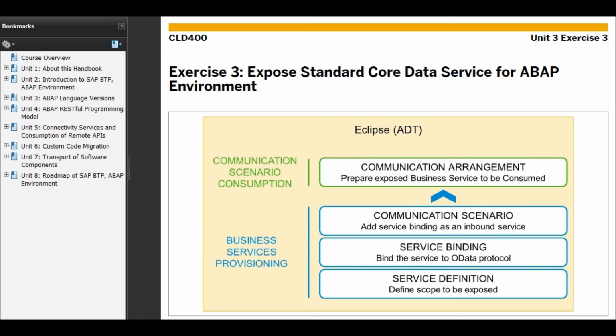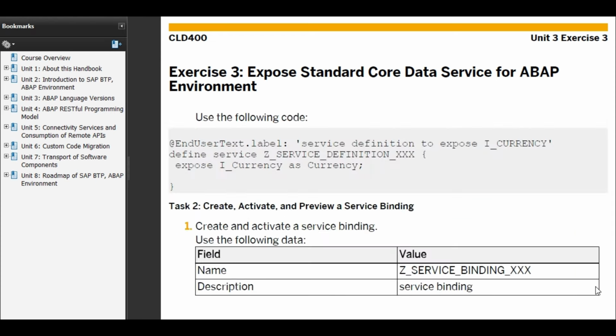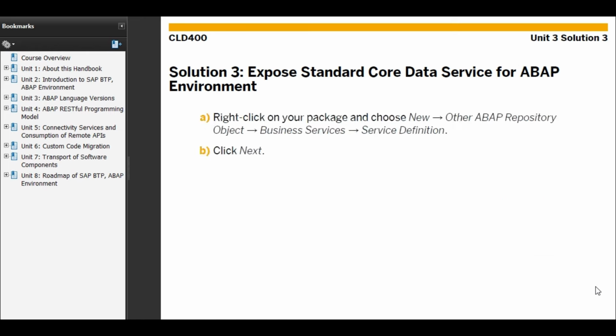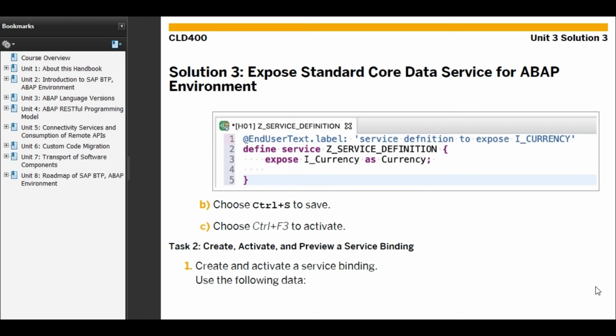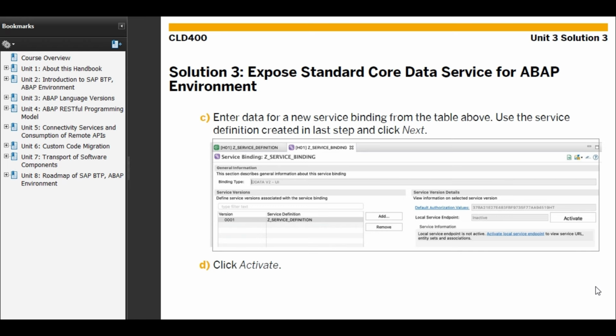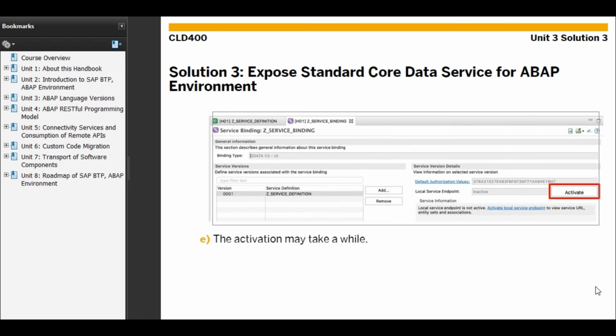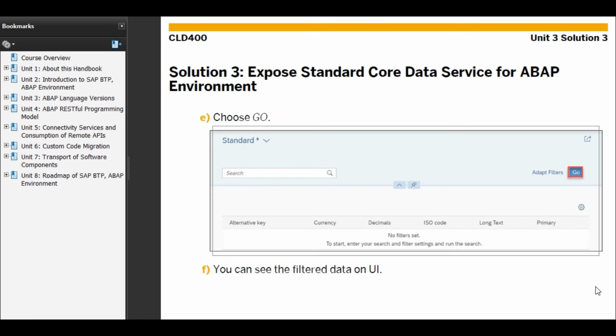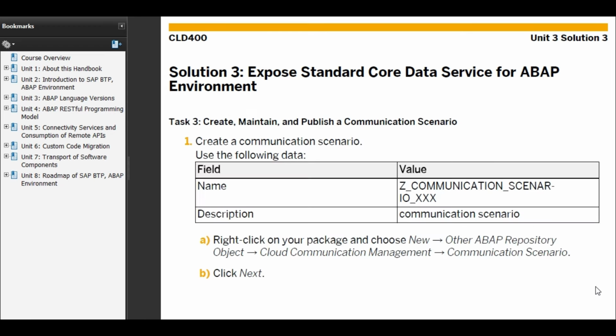prepare exposed business services to be consumed. That is a part of the communication scenario. So we were doing all these steps individually in different exercises. We have done this core data services. So see here in the solution, in the third exercise, we actually used a CDS called I underscore currency. We exposed it directly there. We activated it and we were able to see the data like this. This is what we have done.